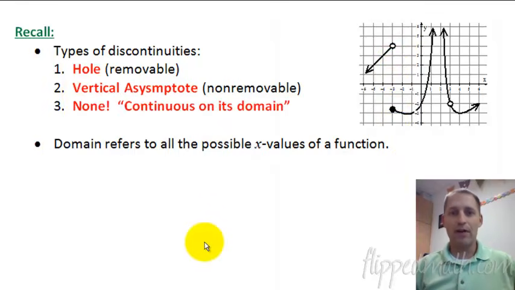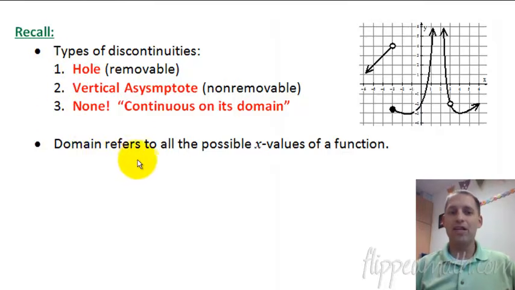And then we could also have a situation where there are no discontinuities, meaning the graph is just continuous all along the way here. There's no breaks or anything like that. So that would be something called continuous on its domain. We'll talk about that in a minute. Then domain. So we have our discontinuities. There's the three types. Either it's a hole, vertical, or there are none.